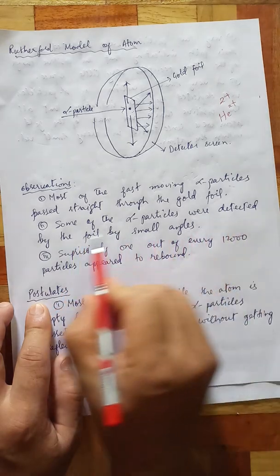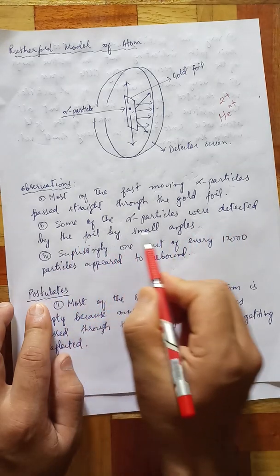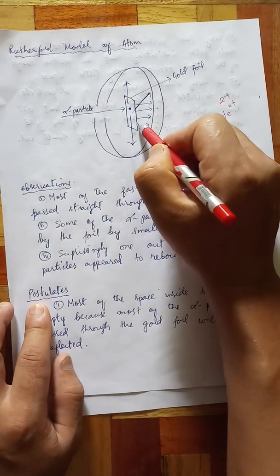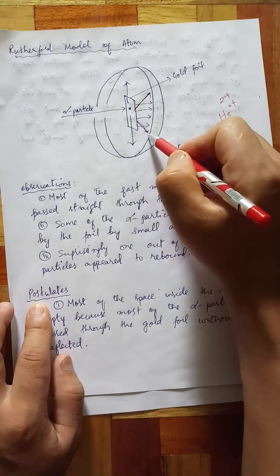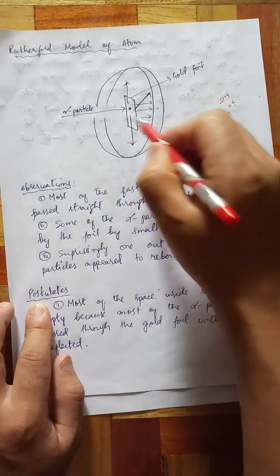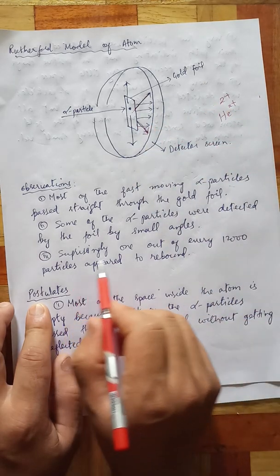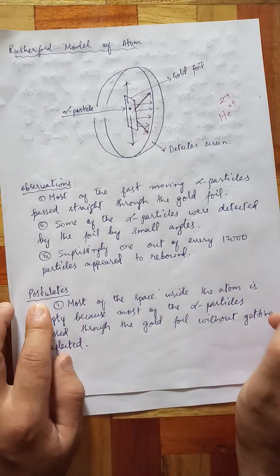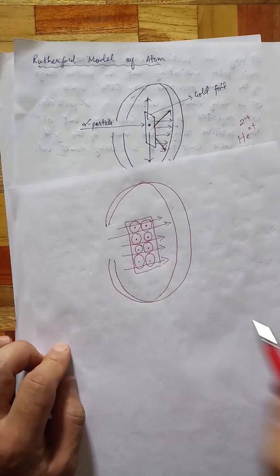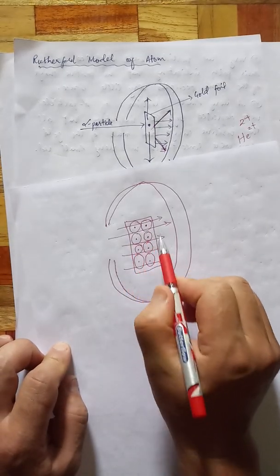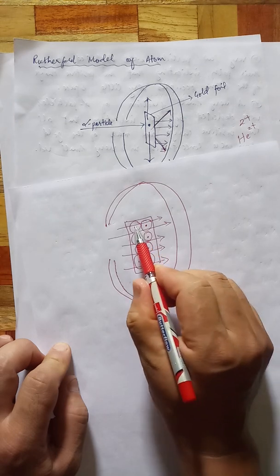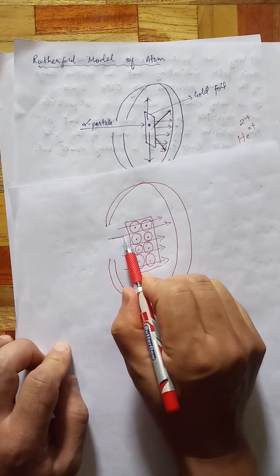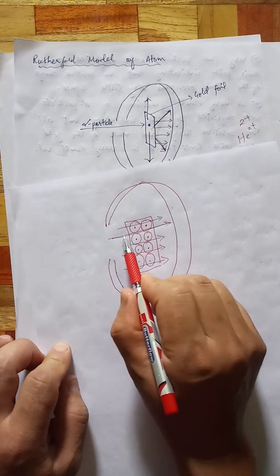Some of the alpha particles were deflected by small angles. Surprisingly, 1 out of every 2000 particles appeared to rebound. Suppose this is the gold atom, in the thin sheet of gold foil where the atoms are uniformly spread. Almost all the alpha particles penetrate through this gold foil.